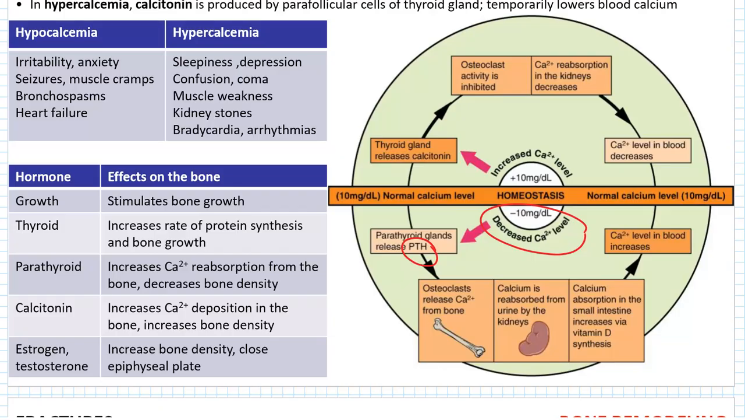What this hormone does, it increases the activity of osteoclasts, so resorption. It stimulates the reabsorption of calcium from the urine, in the kidneys, and it increases the synthesis of vitamin D. What vitamin D does, vitamin D is essential for effective absorption of calcium from food. Are we clear?